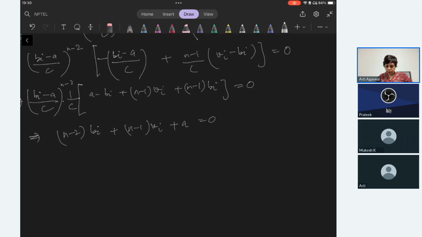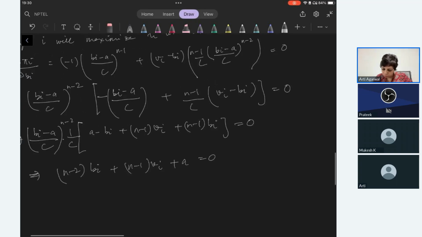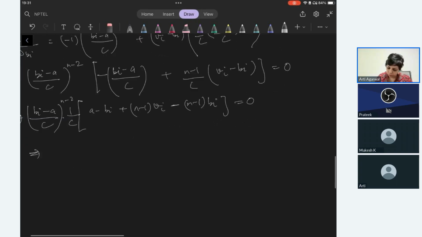Okay, am I making some mistake? Yeah, there's a minus here. That's why I thought there's something wrong. Okay, so this becomes minus nbi. This minus 1 plus 1 gets cancelled out. Plus a plus n minus 1.